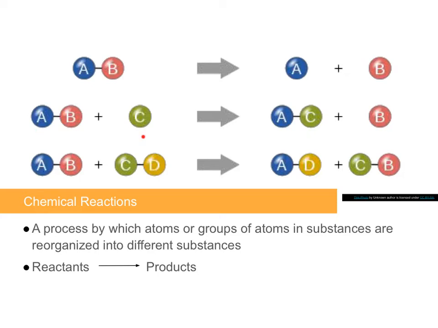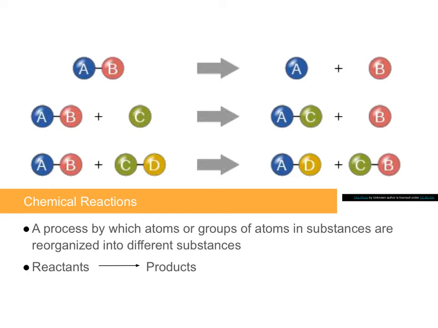So here I have my atoms, or my groups of atoms, and then they get reorganized into different substances on this side of the equation. A final example, I have AB plus CD. It's going to form AD plus CB. So again, I have groups of atoms. They just reorganize and they form new substances.